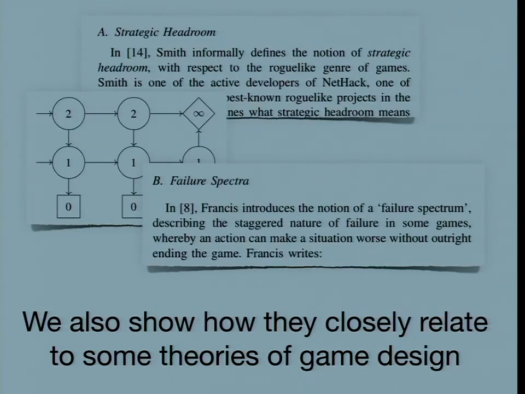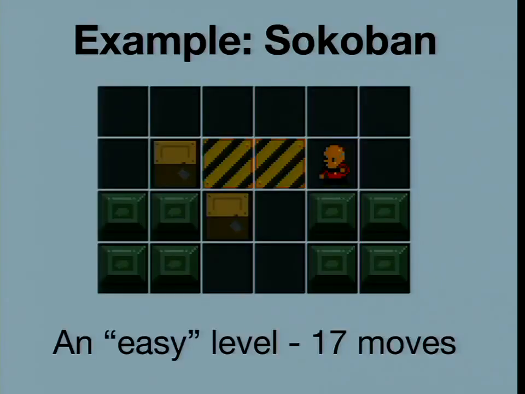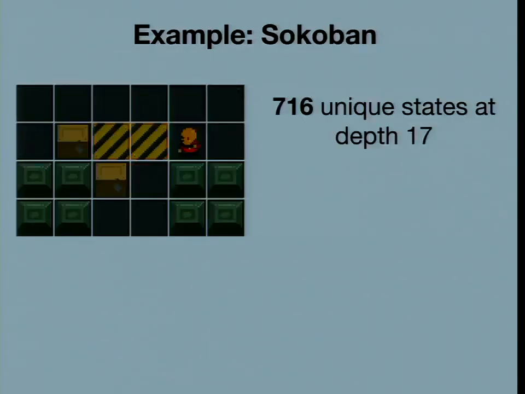But just for you today, I have some bonus material that I couldn't fit in the paper, and I've been wanting to tell people about. So here's a Sokoban level. It's taken from this big database of Sokoban levels, and it's an easy one, which means the solution is only 17 moves long. Now, if you look at every possible state the game could be in with 17 moves, you will find that there are 716 unique states.